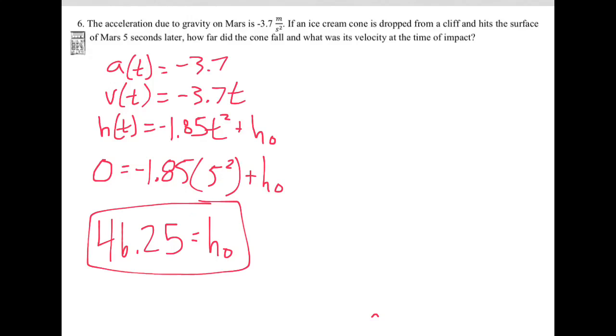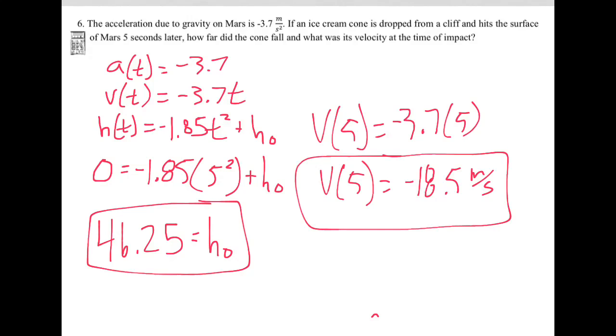So you should find that the starting height was 46.25 meters. And we want to know the velocity as well. So to find the velocity, just plug in the time of 5 into your velocity function. So just negative 3.7 times 5 to find that your velocity was negative 18.5 meters per second.